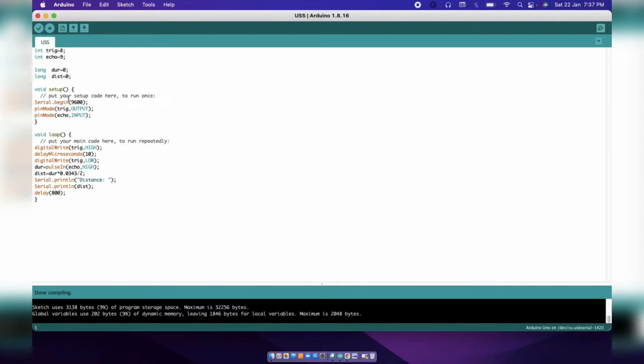In the setup part, what I'm going to write is: trigger pin will act as an output, echo pin will act as an input. Serial dot begin is by default baud rate 9600, for the communication between the ultrasonic sensor and the Arduino.